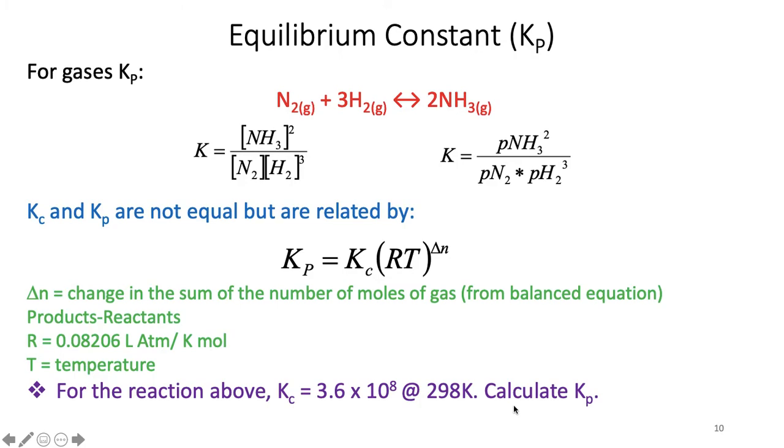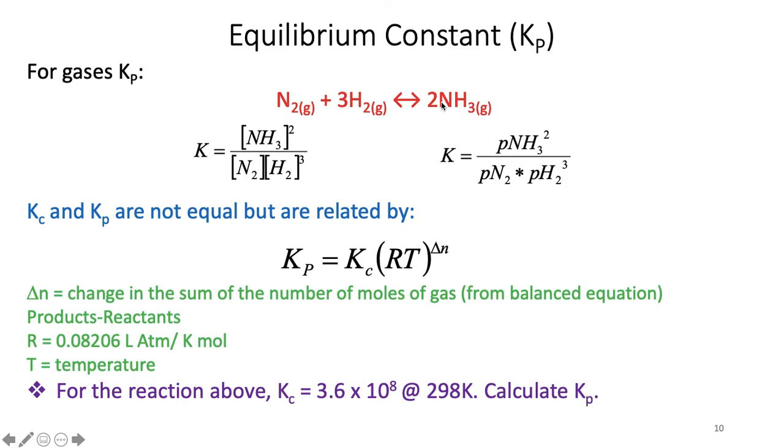I will do this problem separately, and I will have the link here so you can see how that is done. But just notice that for calculating delta N, you take the total number of moles of your product, and you subtract the total number of moles of your reactants to find the delta N. And it can be negative, and that's okay.